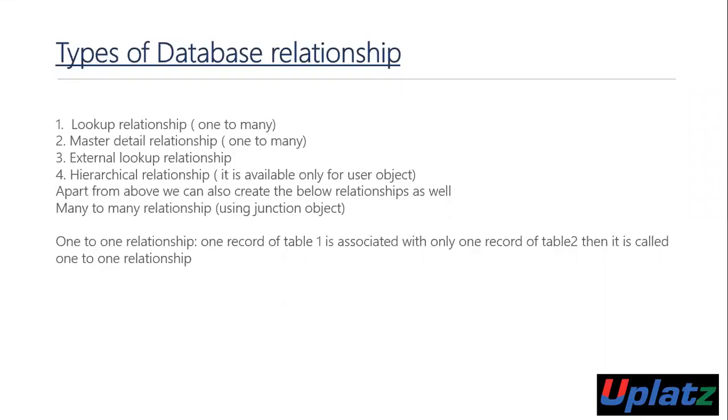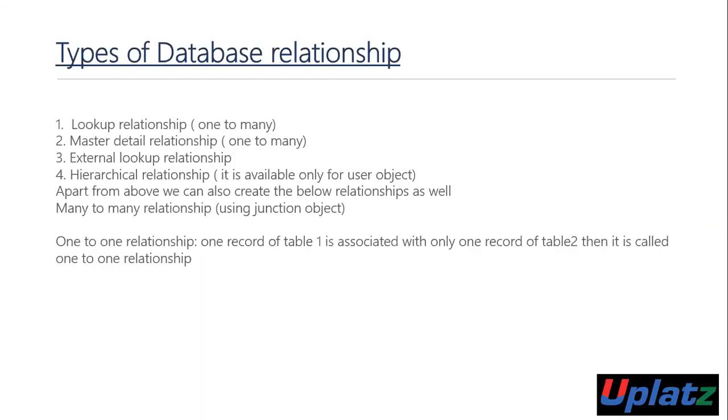Other than lookup and master detail, there is the external lookup relationship. External lookup relationships are the ones which we create with external objects. When we do data integration, at that time external lookup will come into play. Other than this, we have the hierarchical relationship. It is available only for the user object.